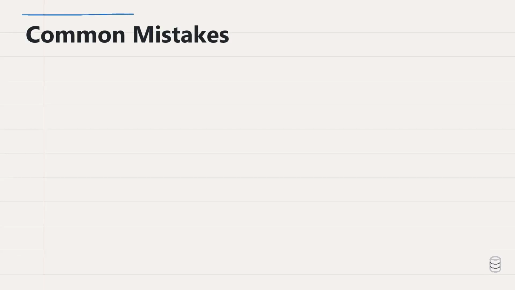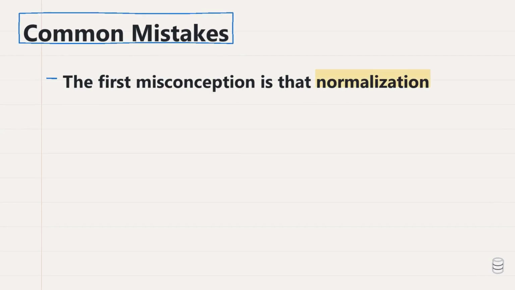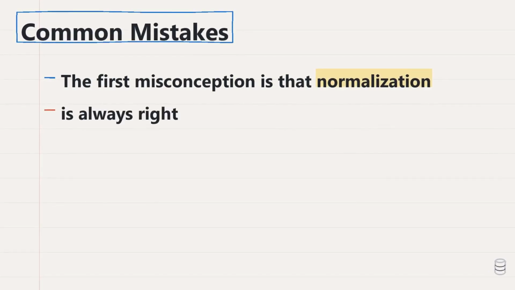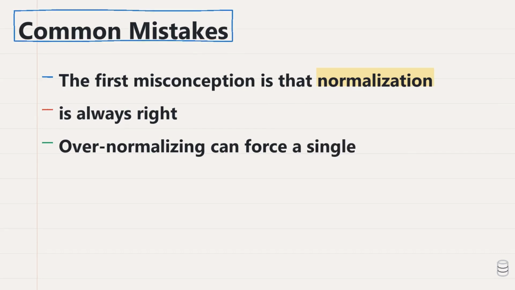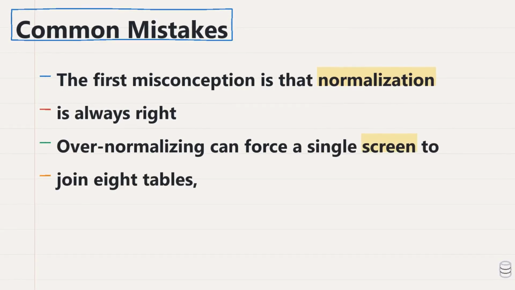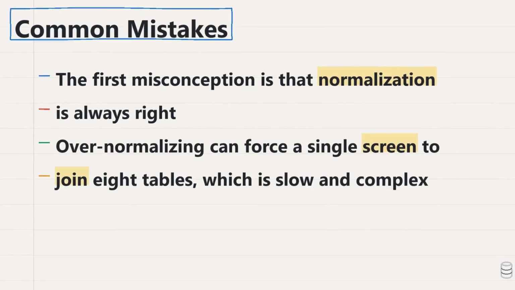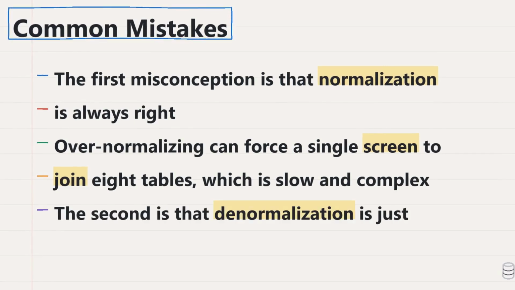The first misconception is that normalization is always right. Over-normalizing can force a single screen to join 8 tables, which is slow and complex. The second is that denormalization is just laziness. Done deliberately and maintained, it is a legitimate performance optimization. A third is forgetting that denormalized data needs a strategy to stay consistent. If you copy a customer name onto orders and never update those copies, your data lies.